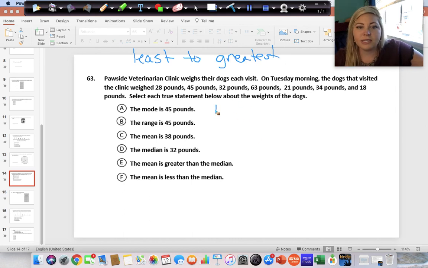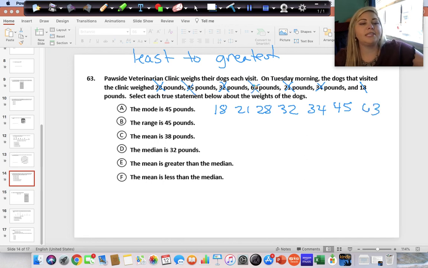So the smallest is 18, then 21, then 28, then 32, then 34, 45, and 63. So the first one says the mode is 45 pounds. Mode means it occurs most often. These have all occurred only one time, so the mode is not 45.